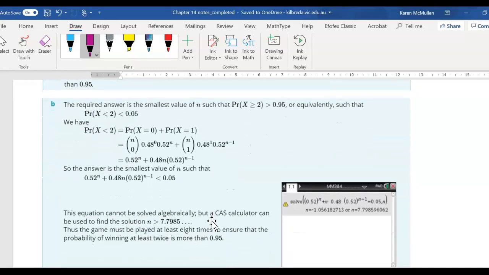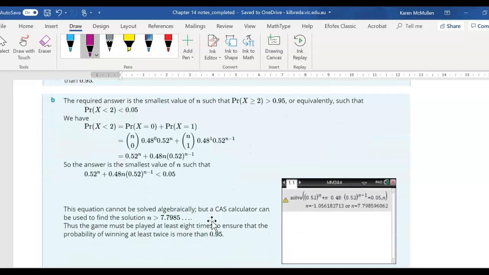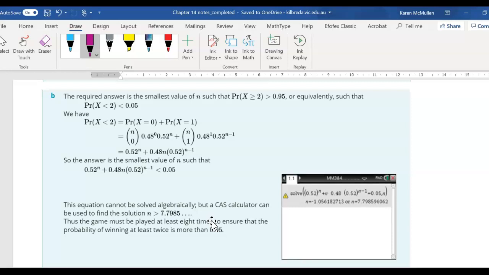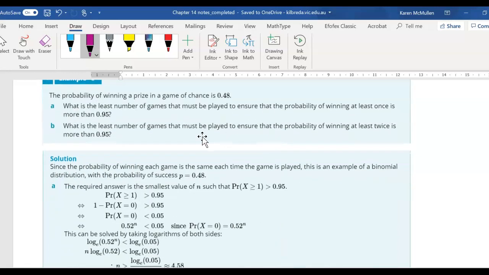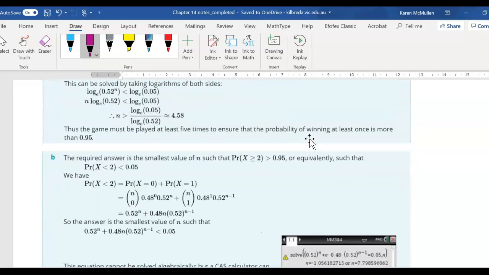Question B, part B, I don't think she did on the calculator. So we're just going to talk through this one now. So I'll just go back to the question. What is the least number of games that must be played to ensure the probability of winning at least twice is more than 0.95? The first one was once, and this one is at least twice.